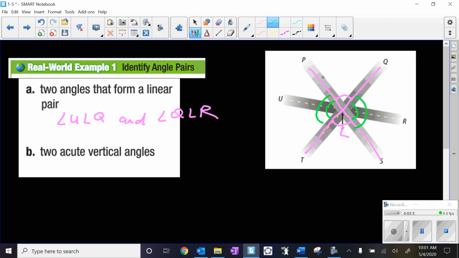If I use the top one, PLQ, start with that one, angle PLQ, then the one that is vertical with that would be the one on the bottom, which is TLS.